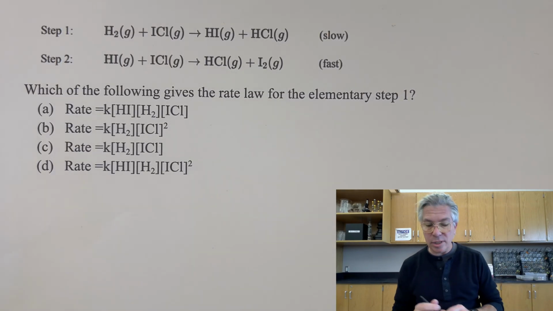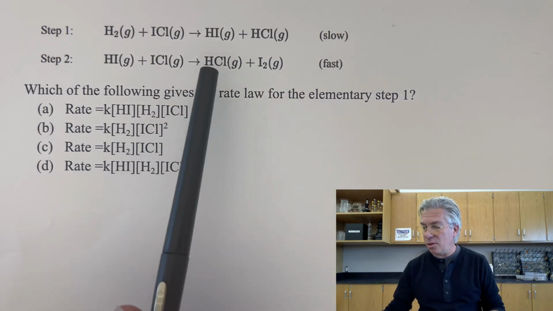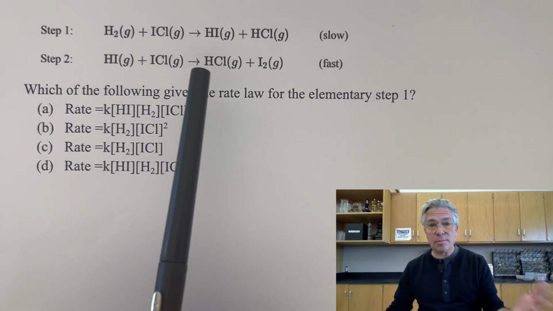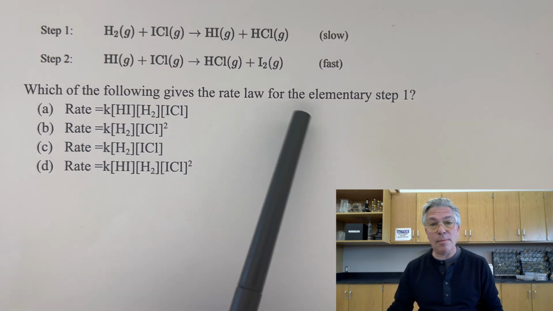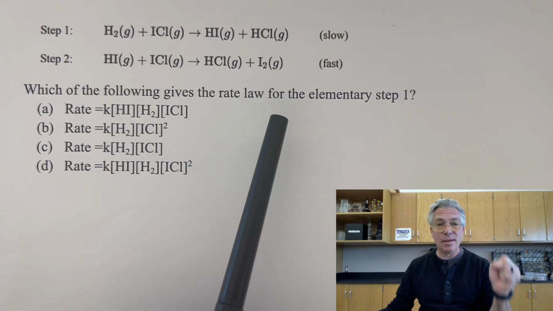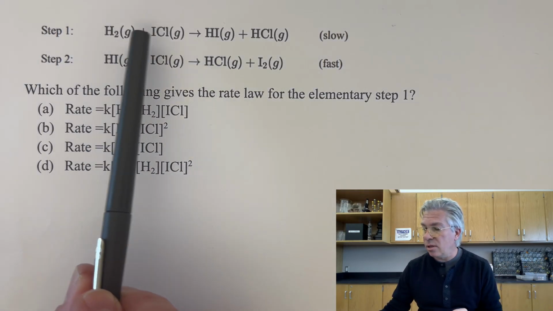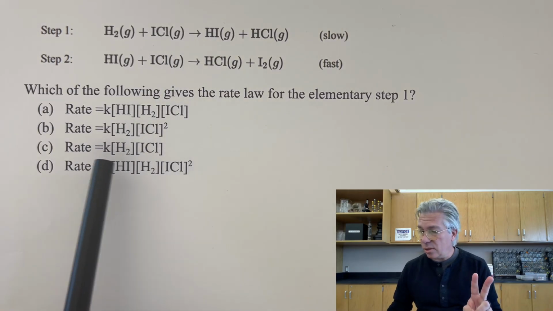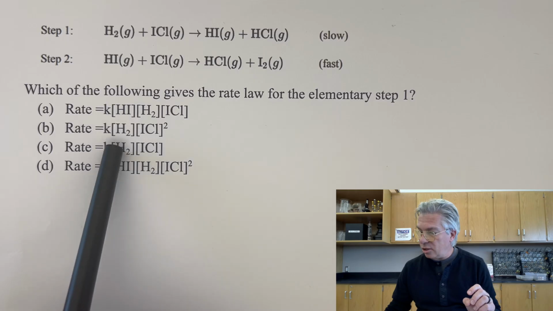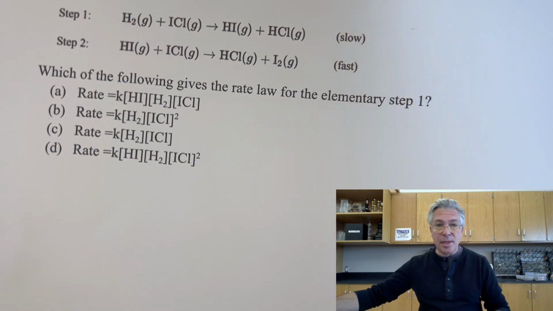Let's get into a couple of questions. This is a very typical type of question. We have step 1 and step 2. Later on, we'll learn about putting them all together. But which of the following gives the rate law for the elementary step 1? So we're told it's elementary. Yay, that makes it easy because then I can look up here and say I have one of those, and I'm looking for the one that has one of each of those. And so we end up with H2 and ICl being letter C for that one.